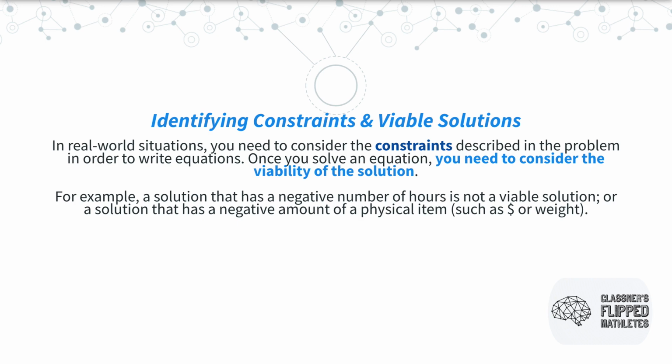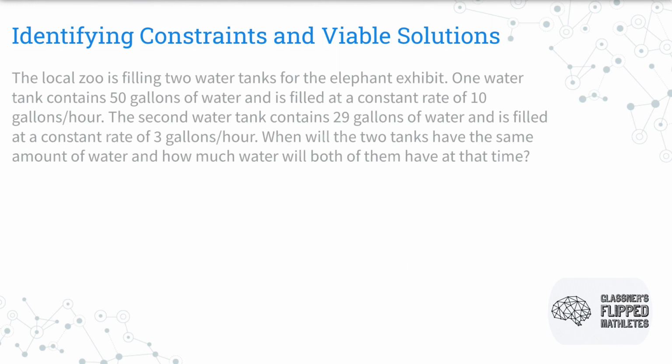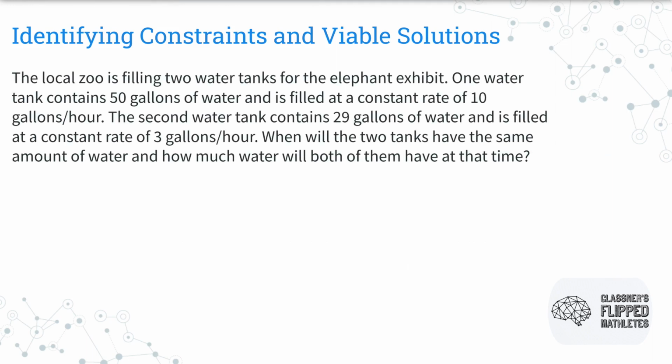For example, if you have a solution that has a negative number of hours, that's not viable because you can't have negative hours. Same thing for physical items. So if you have negative dollars or negative weight, it's a good sign that you don't have a viable solution. A good habit to get into when solving systems or real-world problems in general is, when finished with a problem, ask yourself, does this answer make sense? Is it possible in the real world? So let's do a problem where we see the constraints and viable solutions.